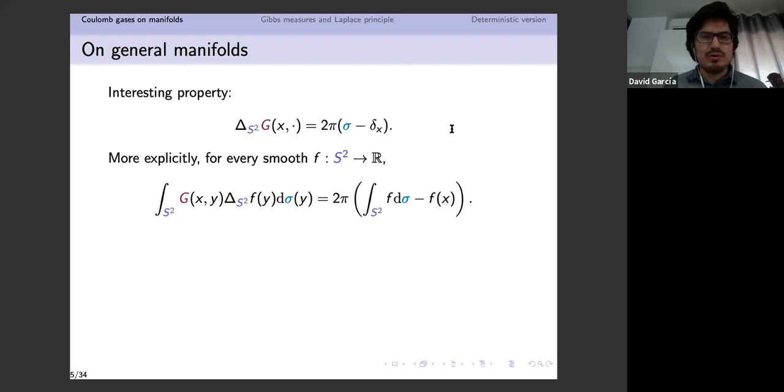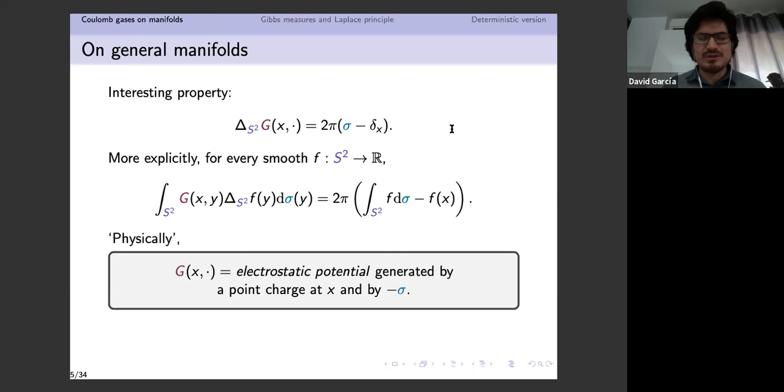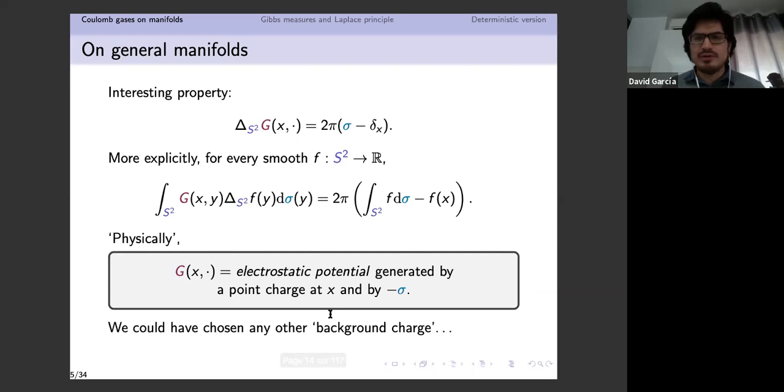And this is the so-called Gauss law in physics. So we may interpret this G_x as the electrostatic potential generated by a point charge at x, this delta at x, and by minus sigma, this sigma that appears here. So it has a nice interpretation, and we can see that this G depends on the Laplacian, so it depends on a notion of metric, a Riemannian metric on the space, and it depends on this sigma. So we may have chosen any other background charge, something different from sigma, and of course any other manifold, so we don't need to speak about the sphere here.